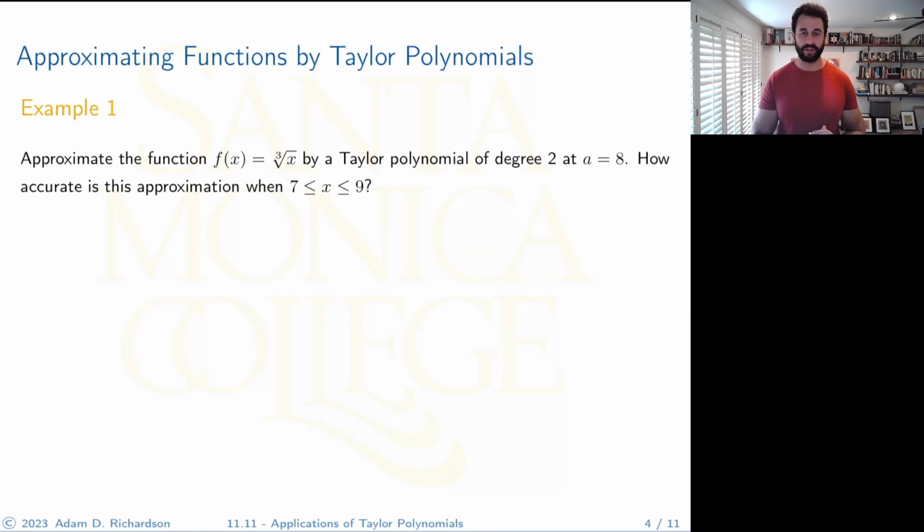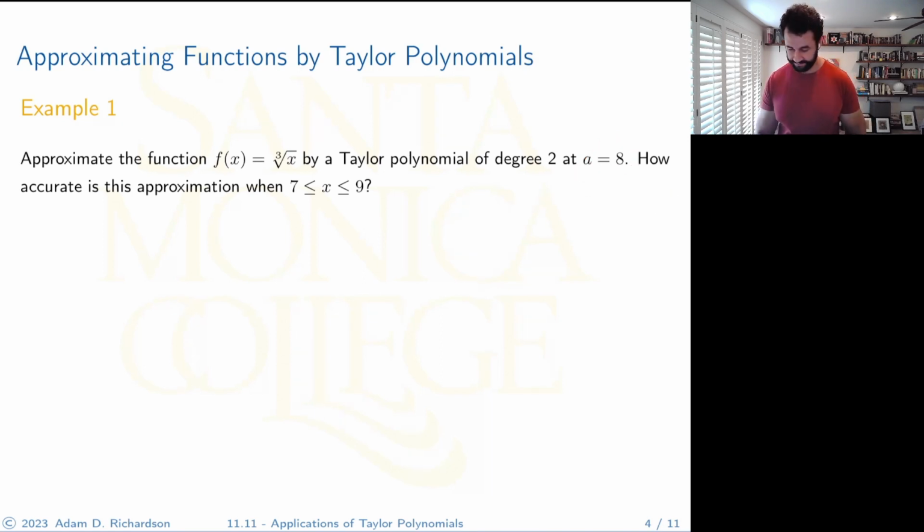Let's look at a simple function. Let's approximate the function cube root of x by a Taylor polynomial of degree 2, so that's parabolic, at the point a equals 8. So we're going to center our approximation at the point 8. And then the question is, how accurate is this approximation on this interval? So when x is between 7 and 9. So essentially, if you move 1 unit away from the center, how good is your approximation?